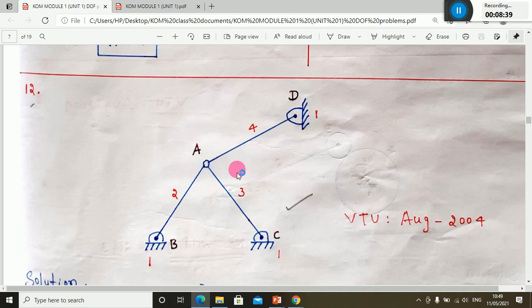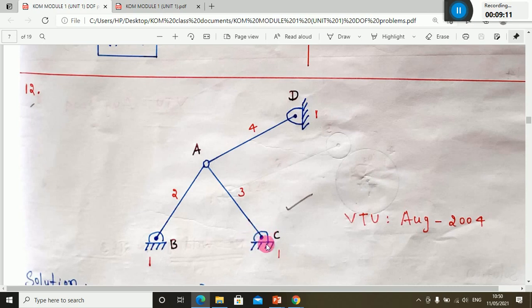Can anyone tell what are the number of kinematic links present in this mechanism? Number of kinematic links. 4, correct. As I said, the fixed link is considered as only one link. So this fixed frame is considered as only one link. I'll write 1. And to this first link, there is one more link attached, that is link AB. So I can call it the second link.